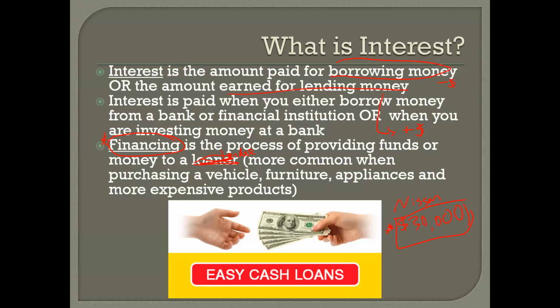Now, it's not free, right? I have to pay that $30,000 back, plus I have to pay them more because they did me the favor of lending me the money when I didn't have it. So this is actually very common when you're purchasing a vehicle, even things like buying furniture, appliances, or more expensive products. This is a very common scenario that you might be in. So again, financing, really important that you actually know what that means, and we'll see a couple examples of that.